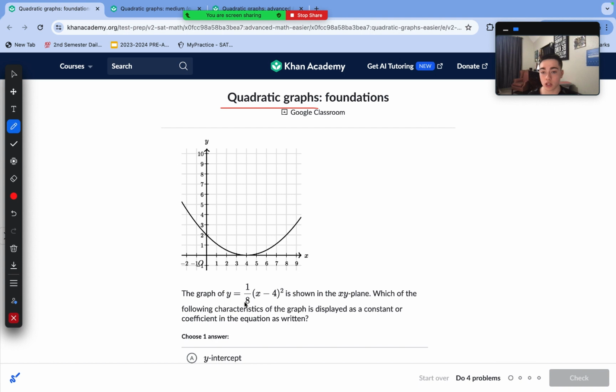So this first question, the graph of 1/8 (x minus 4)^2 is shown on the xy plane. Which of the following characteristics of the graph is displayed as a constant or coefficient in this equation?